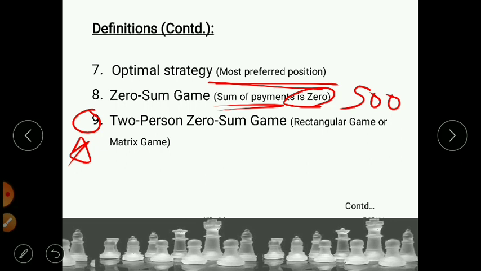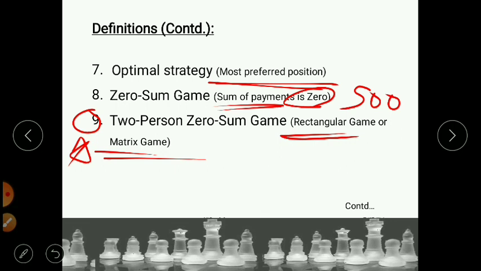For example, let's say there's an election for one single seat, and there are only two candidates for that particular seat. That can be an example of a two-person zero-sum game. So I repeat, a two-person zero-sum game is a game involving only two persons, in which the gain of one player equals the loss of the other player. This type of game is also sometimes called a rectangular game or matrix game.